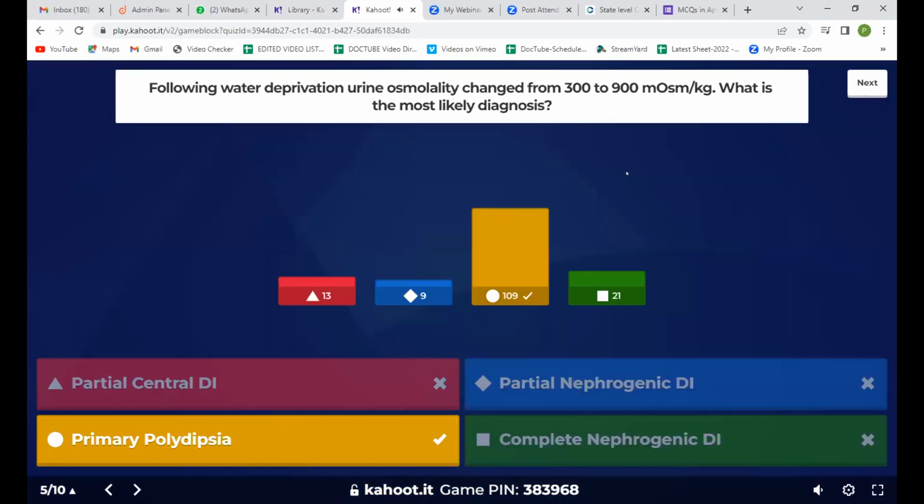Okay, so this is not nephrogenic DI because you see that the osmolality has increased already. Following water deprivation, only if the osmolality is increased, probably this is compulsive water drinking or primary polydipsia. If it were central DI, this change would happen only after we have given a dose of desmopressin or pitressin. So the correct answer is primary polydipsia.